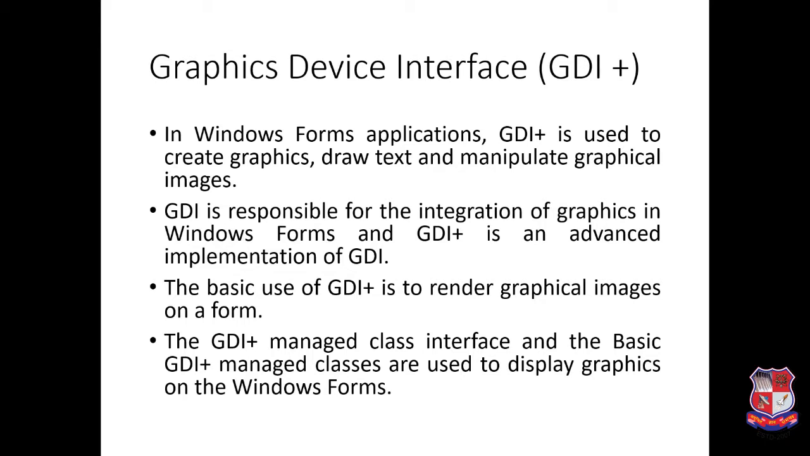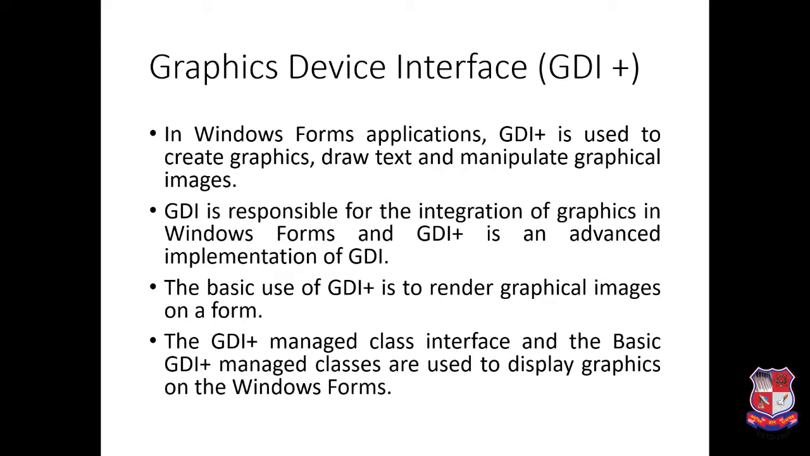But if we want to draw some graphics, draw some text, or add some graphical images into a window form, we have to use GDI in .NET. GDI is responsible for the integration of graphics in window forms, and GDI plus is an advanced implementation of GDI. So if we want to use some graphical integrations in our Windows form, we have to use GDI.